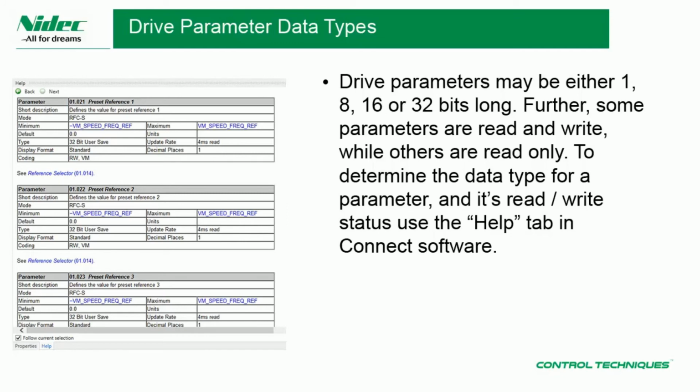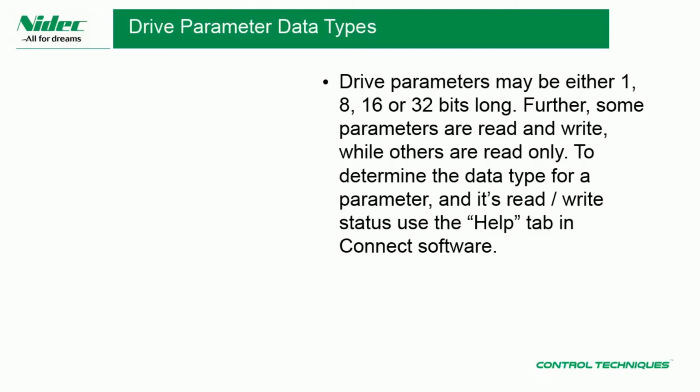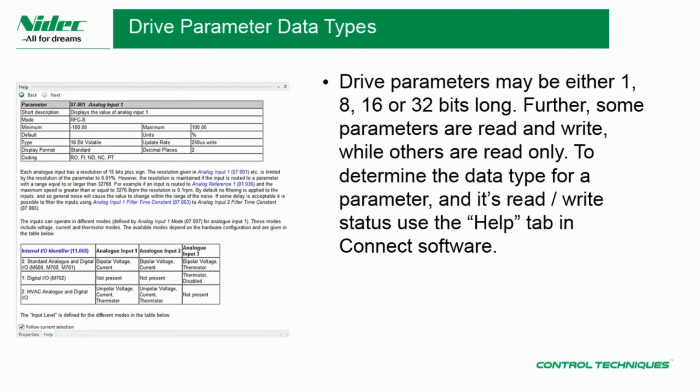This is Menu 1, Parameter 21. Referring to the Help, the first thing you'll notice is its type. This particular parameter is 32 bits long. In the coding field, you'll see the abbreviation RW. That means that this parameter is read and write. On the other hand, Menu 7, Parameter 1 is 16 bits in length, and it is a read-only variable as designated by the RO in the coding field.